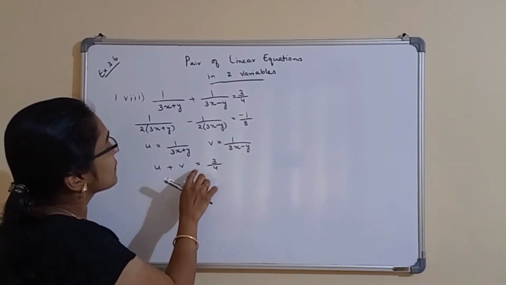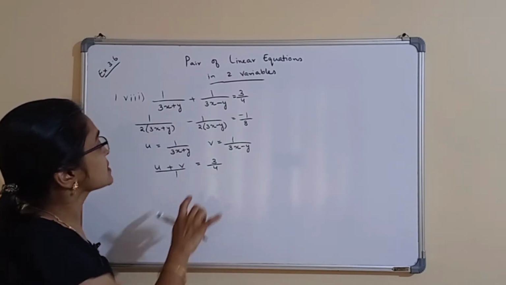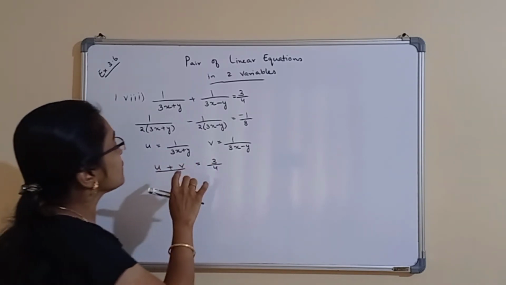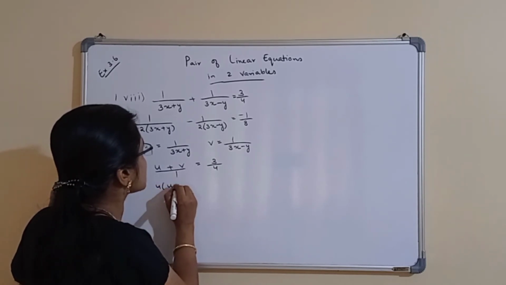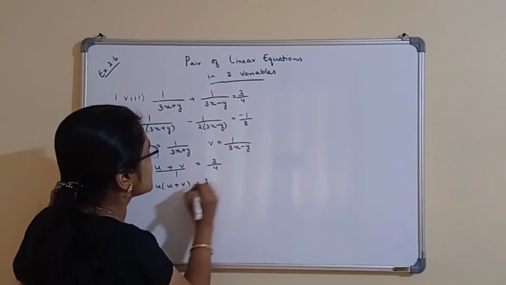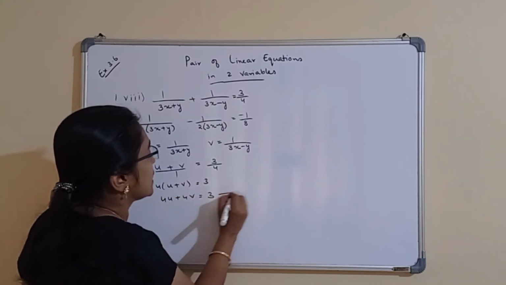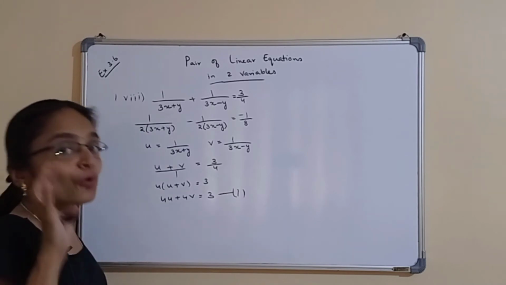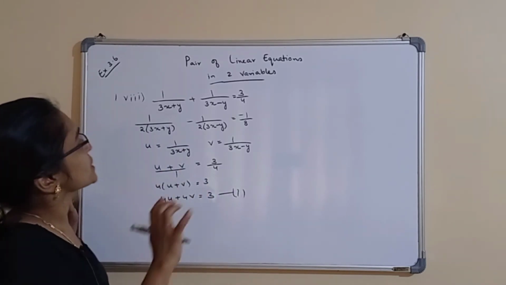Now when we cross multiply this, we will get 4 into u plus v is equal to 3, which means 4u plus 4v is equal to 3. This is the first equation. 4u plus 4v equal to 3. That is the first equation.